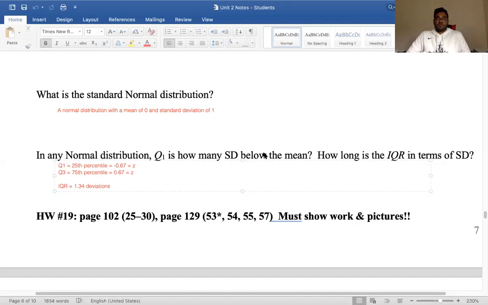We took a look at a lot of different normal distributions and how to use that table. In the next video, we're going to go over how to do it with a calculator, so that'll be helpful as well. All right, let me know if you guys have questions.